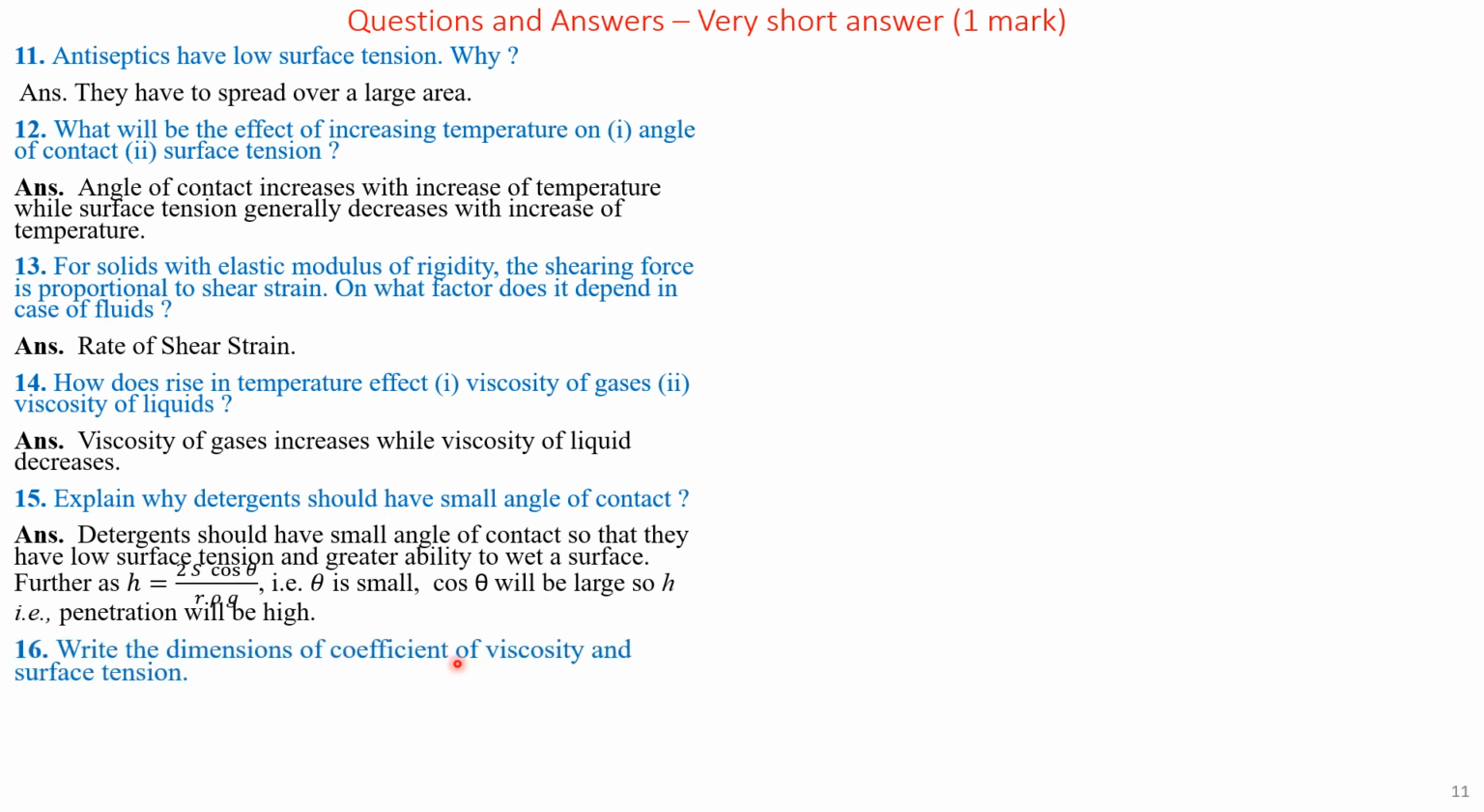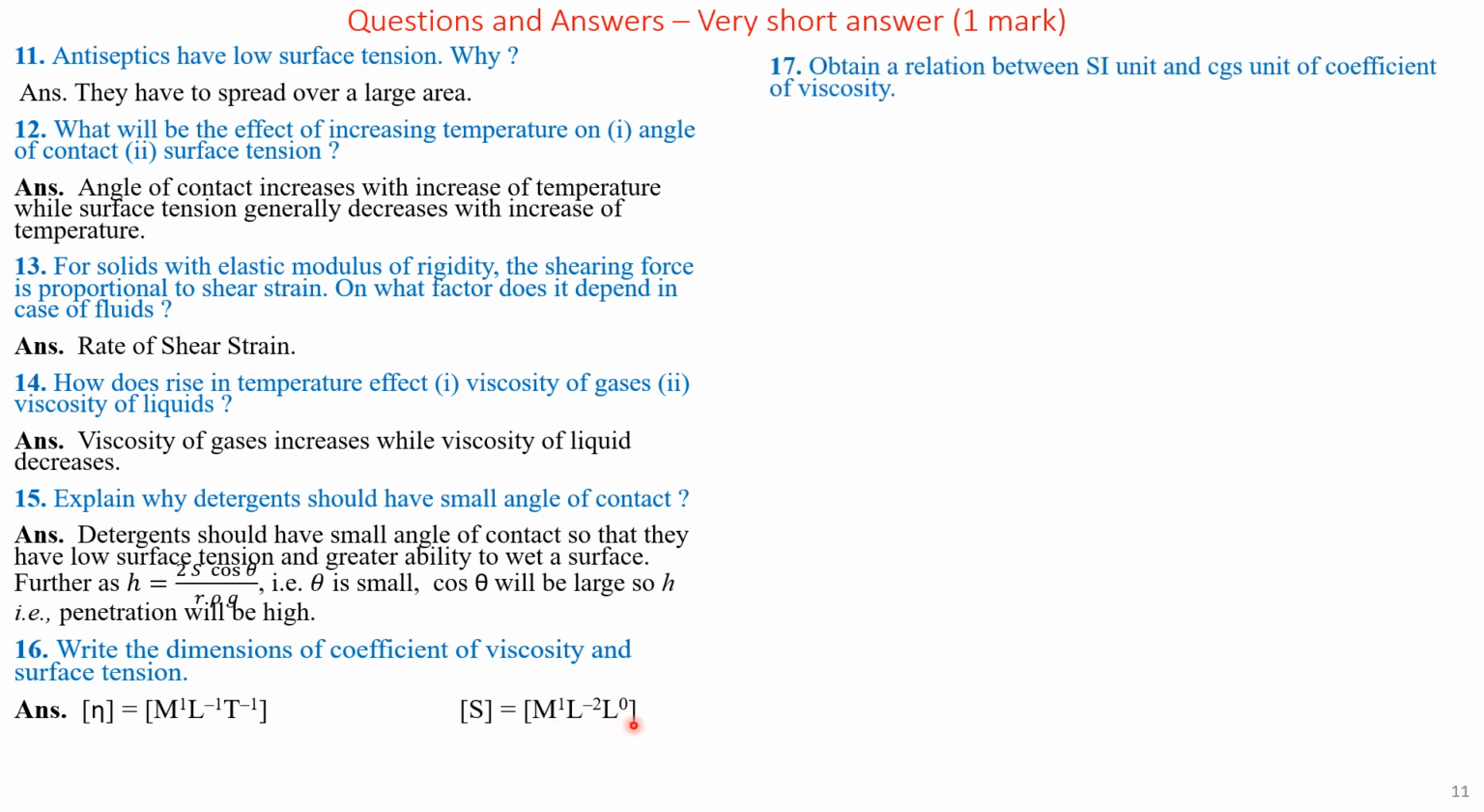Question number 16. Write the dimensions of coefficient of viscosity and surface tension. Coefficient of viscosity eta is equal to M^1 L^-1 T^-1. Whereas the dimensions of surface tension S is equal to M^1 L^0 T^-2.